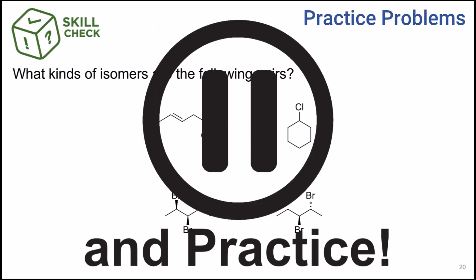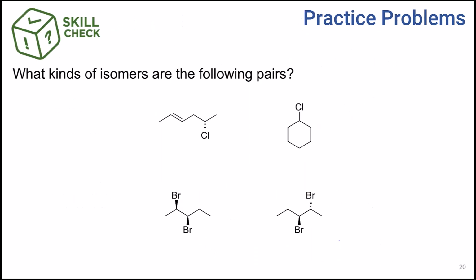So what kind of isomers are the following pairs? That top one, they don't look anything like each other, at least in terms of stereoisomers, but we should count up the formulas and see if they are the same. So I have 1, 3. So this is C6H11Cl. This is C6 from the ring, 2, 4, 6, 8, 10, 11, Cl. They have the same formula, connected different, so these ones are constitutional.